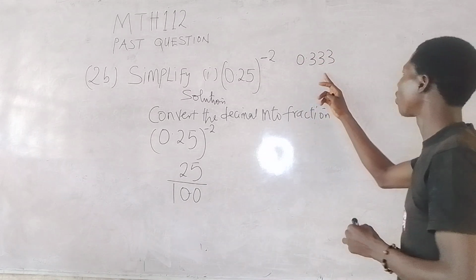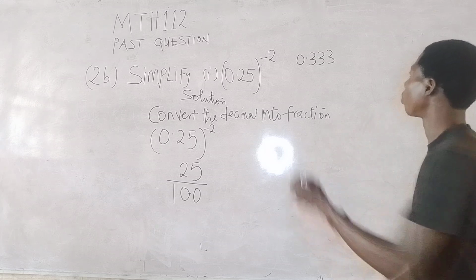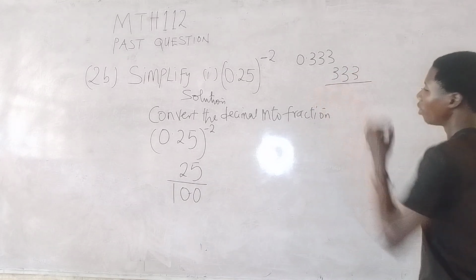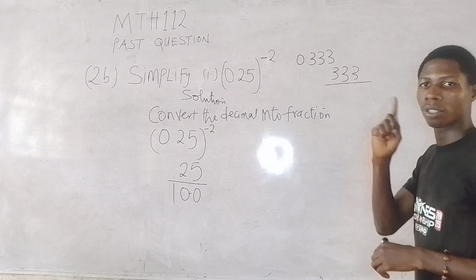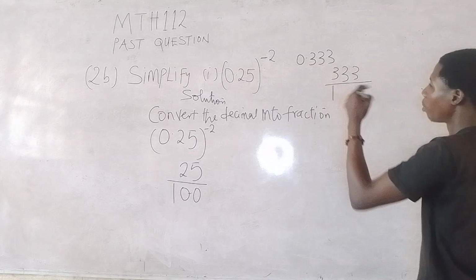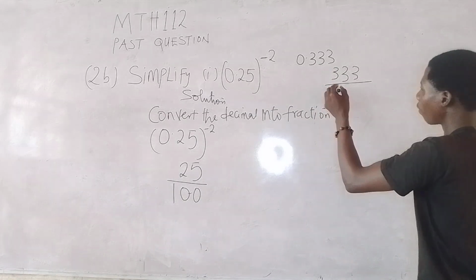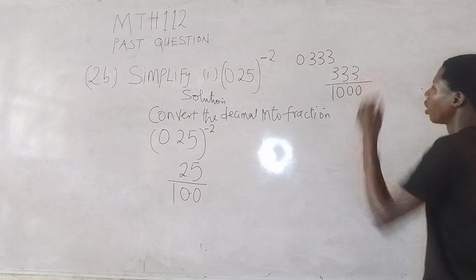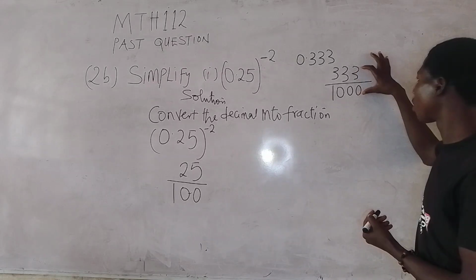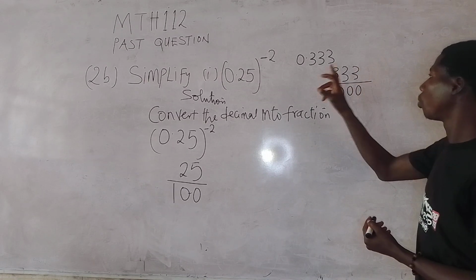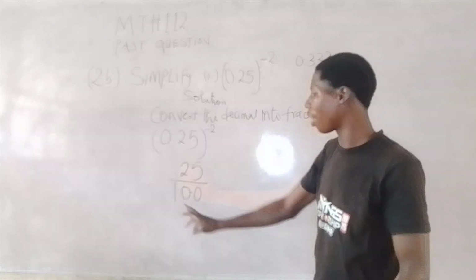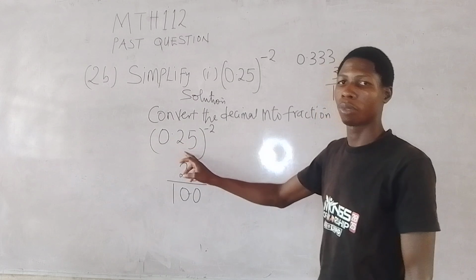If here is 3, take for example, maybe you have 0.333. To convert this number into fraction, this is what you do. Write 3, 3, 3. Then your line of division. 1 is always constant. You have 1. Go back to the equation. 1, 2, 3. Represent it with 0. This is how you convert a decimal into fraction. If you divide this number by 1000, you definitely have this number. If you divide 25 by 100, you definitely have 0.25.